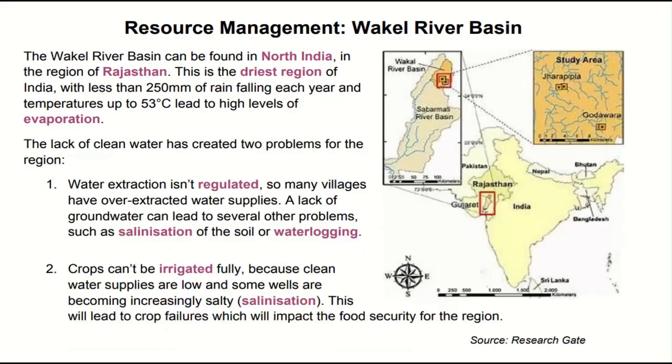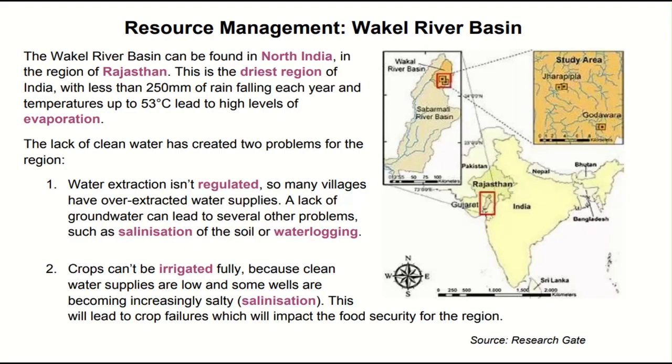The final case study then is the Wakel River Basin. Now, the Wakel River Basin is an area in northern India, and it is one of the driest regions in India. Less than 250 millimeters of rainfall, 53 degrees temperature with high evaporation rates. Now, in the Wakel River Basin, unfortunately, water extraction isn't regulated. So we get to over-abstraction. And because of the climate itself as well, they find it very difficult to store water.